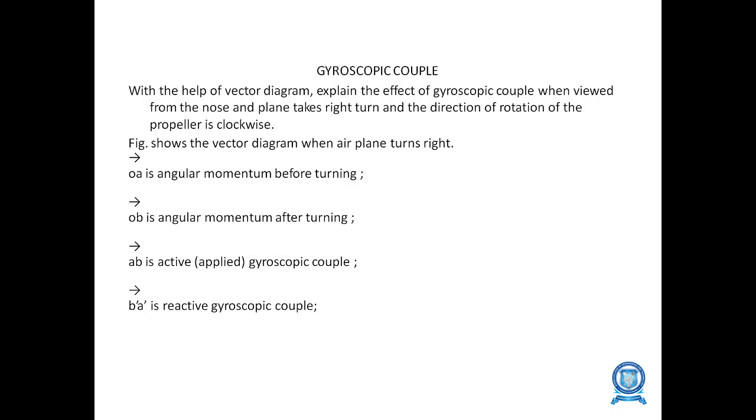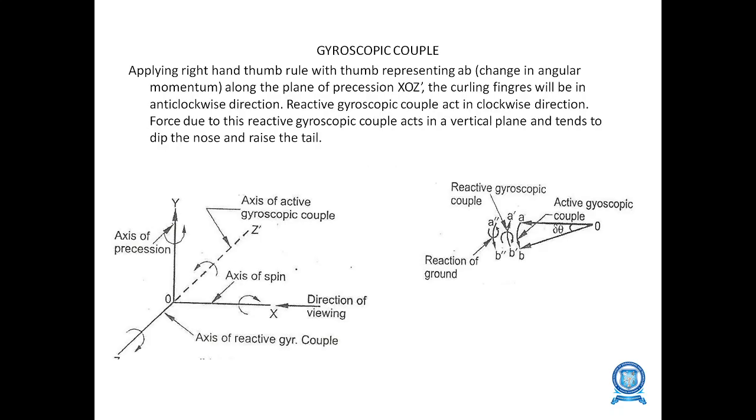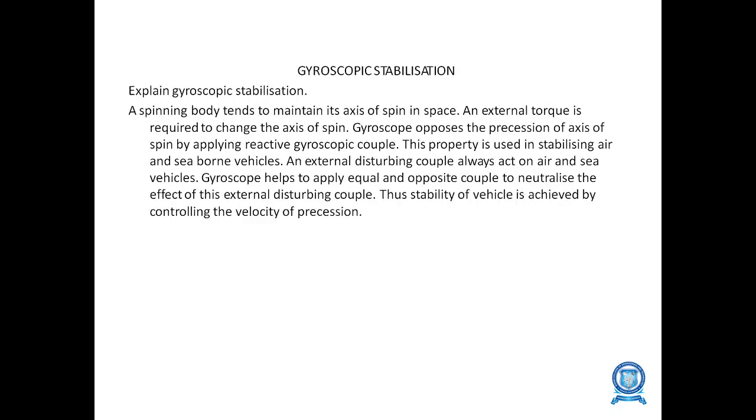This shows the direction of turning for a ship in clockwise and anti-clockwise directions. Gyroscopic couple along the x-axis, y-axis and z-axis is given, along with the direction of weaving, the axis of the gyroscopic couple and the axis of the reactive couple.